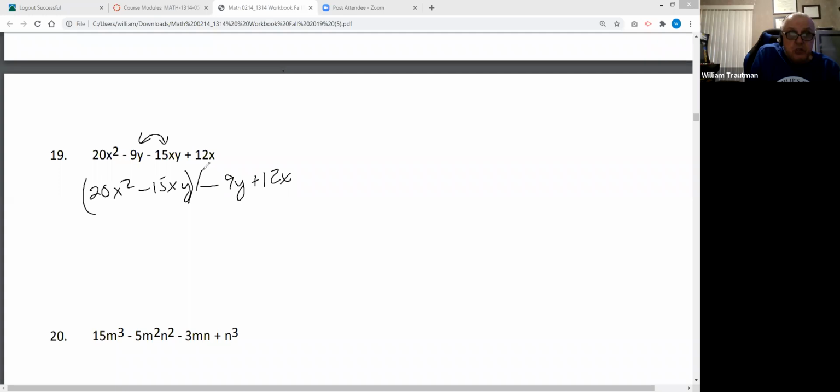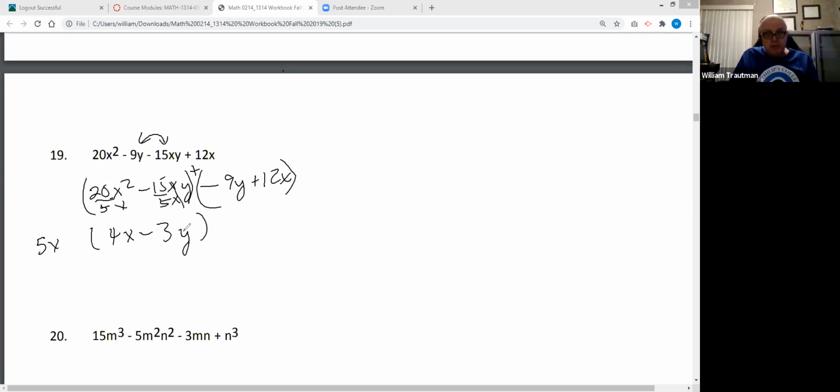Parentheses around the first two terms, second two terms, make sure there's a plus sign between it. A 5x divides out of this. 20 and 15 is 5, and there's an x in both. So if I divide both by 5x, 20 divided by 5 is 4, x squared divided by x is 1x. 15 divided by 5 is 3, the x's cancel, and I get a y.